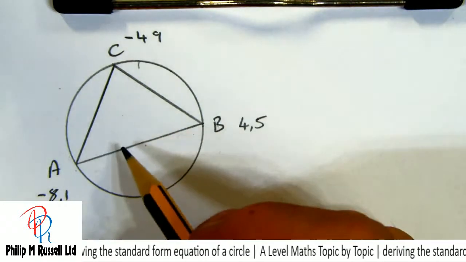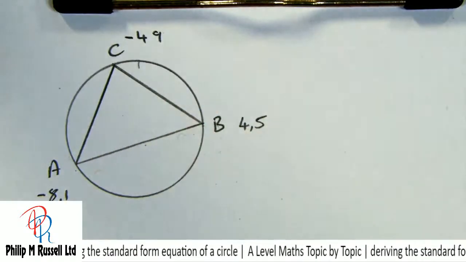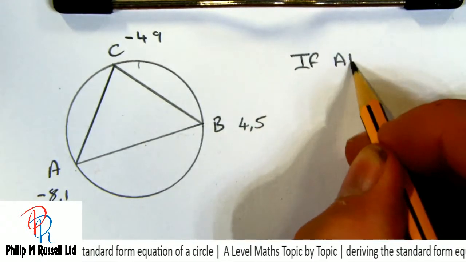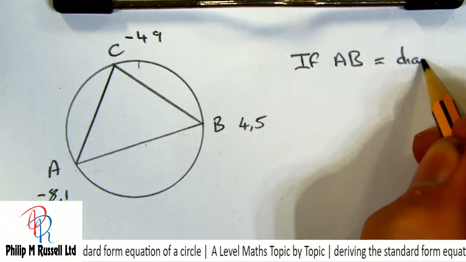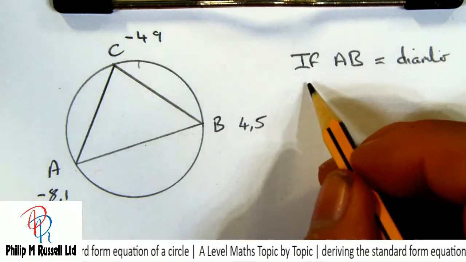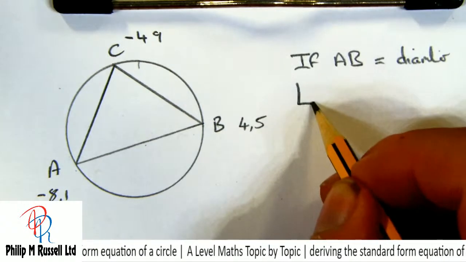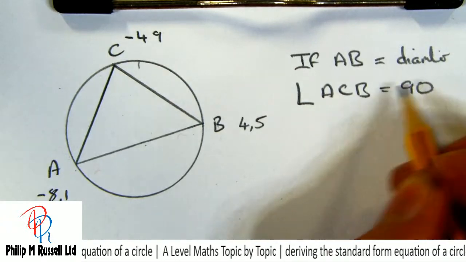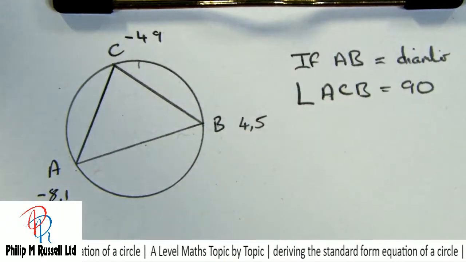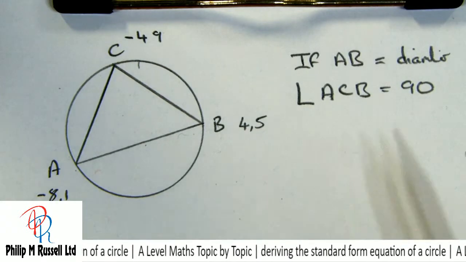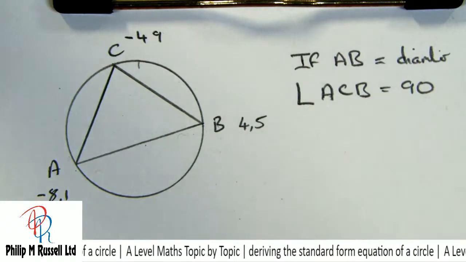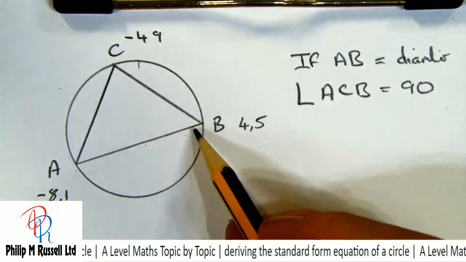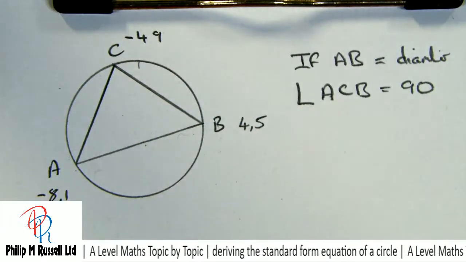Well, you know from your circle theorems that basically if AB is a diameter, then we know that angle ACB will equal 90 degrees. How can we verify that easily? Well, let's use Pythagoras, and we can use Pythagoras on those two lines to see if it equals that.